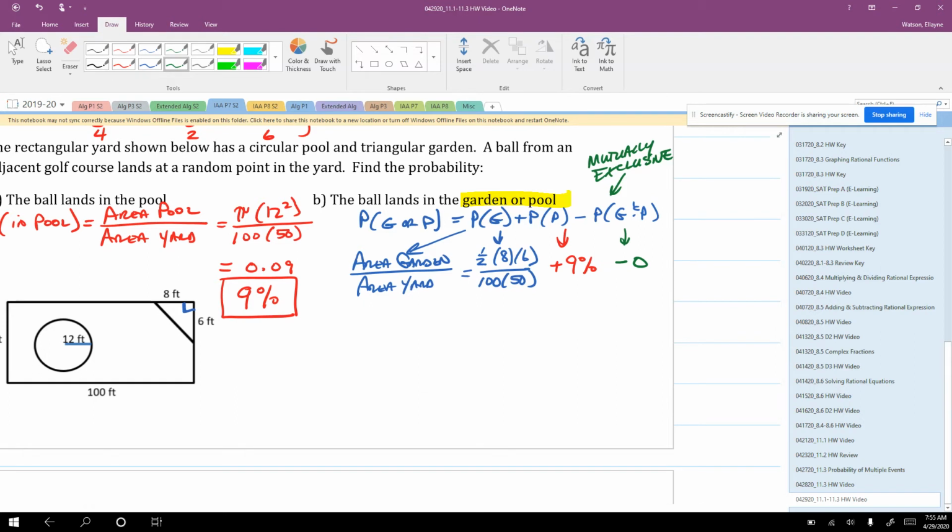Okay, so let's work this out. Let me plug this in. And here I'm going to change it to a percentage. I get 0.48% plus 9%. So my final answer is going to be 9.48%.